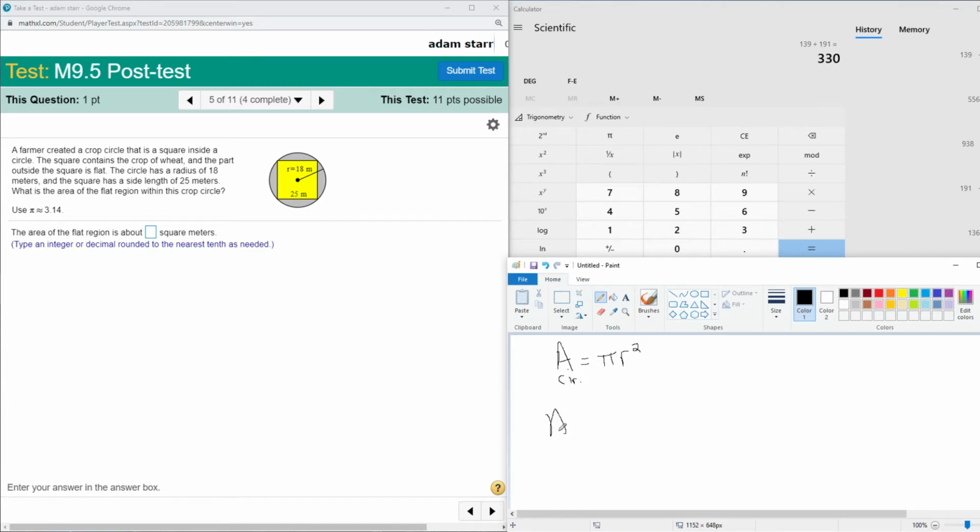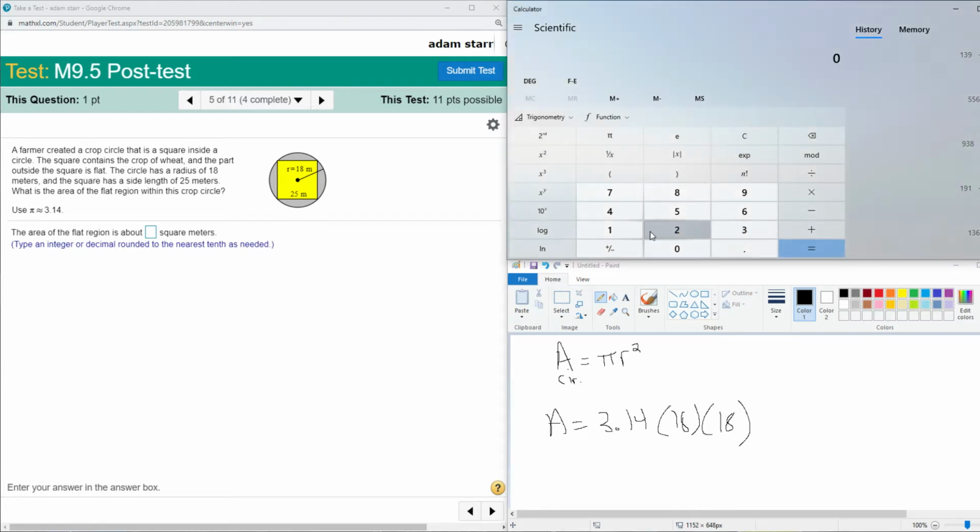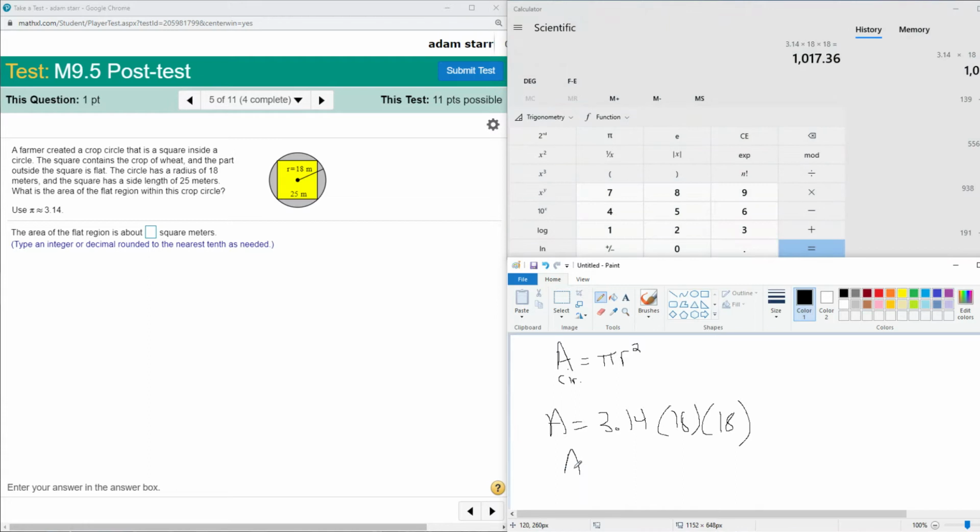Okay, again, this is the area of the circle. So the area will be 3.14 times my radius squared. My radius here is 18. Squaring it is multiplying it by itself, so I'm multiplying by 18 times 18. So I have 3.14 times 18 times 18. And taking a peek over here, it does say round to the nearest tenth, but I'm not going to do that until the very end. So I'm writing this decimal as is, I'm not rounding it. So I get 1017.36. That is my area of the total circle.